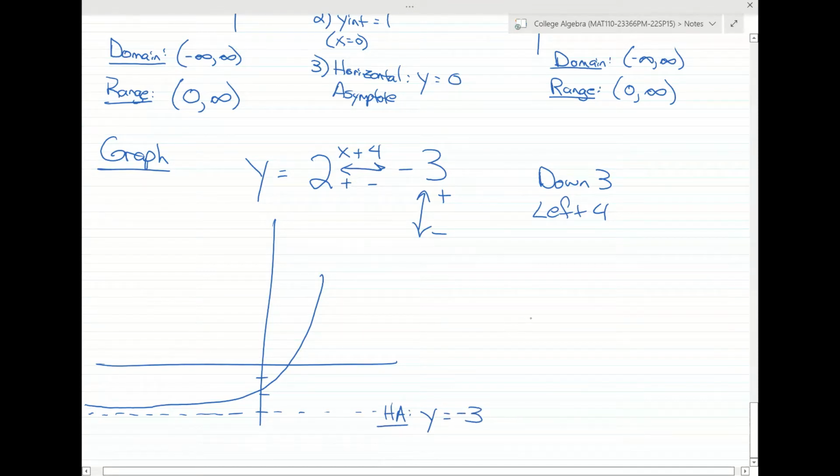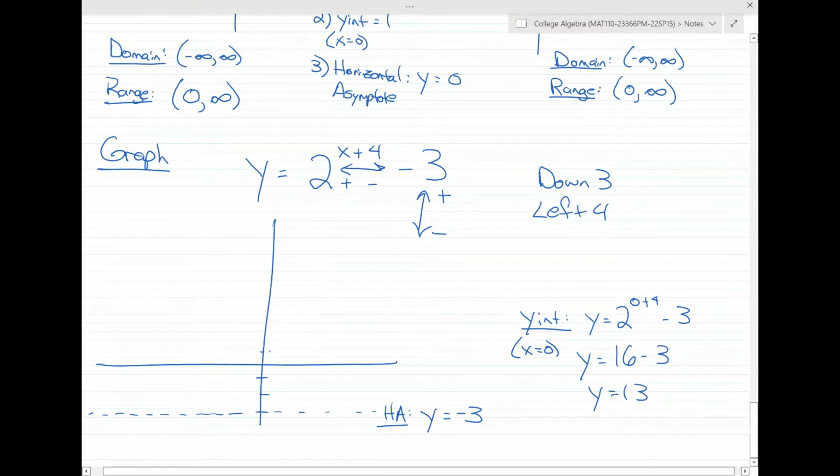And we could also find the y-intercept. The easiest way to get that is by just putting 0 in for x and solving. That's how you get the y-intercept for any graph. If you put 0 in for x, you get y is equal to 2 to the 0 plus 4 power minus 3. 2 to the 4th is 16. 16 minus 3 is 13. So my graph's a little inaccurate. The graph would actually cross the y-axis at 13.